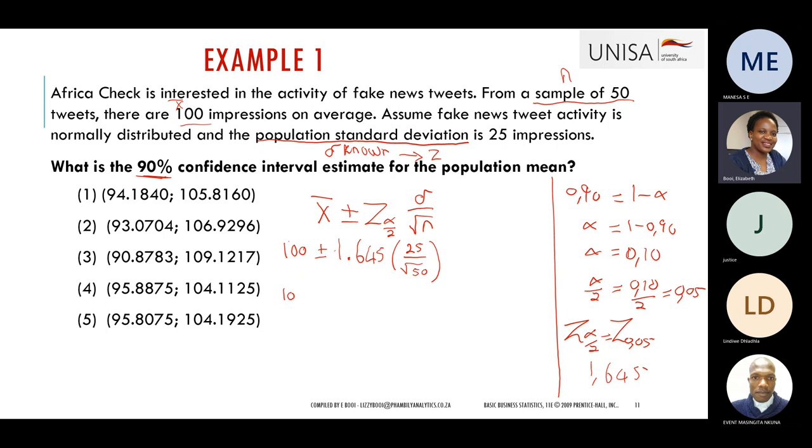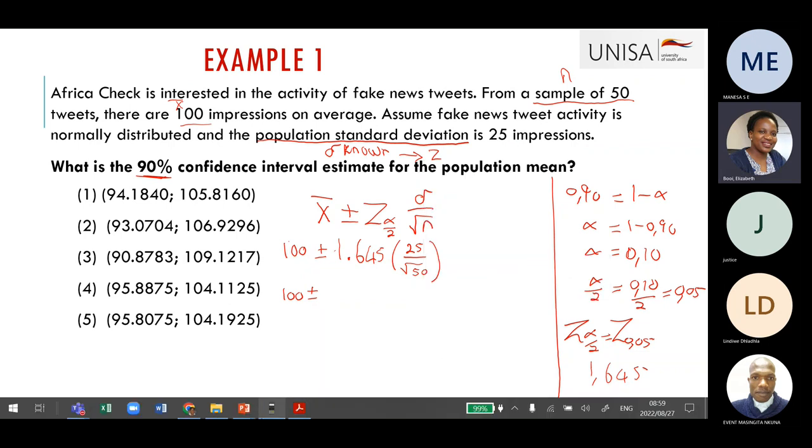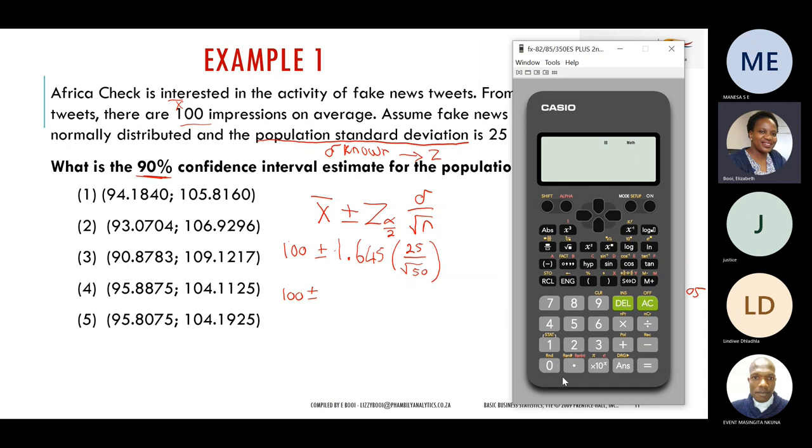I can do this manually. Plus or minus, and first start on the left-hand side to calculate my margin of error. So we start with what is inside the bracket, which is 25 divided by the square root of 50. Equals, and I get the answer as 3.53, some number. Multiply that answer by 1.645 and equals, and the answer I get is 5.8159. I must write the whole number.